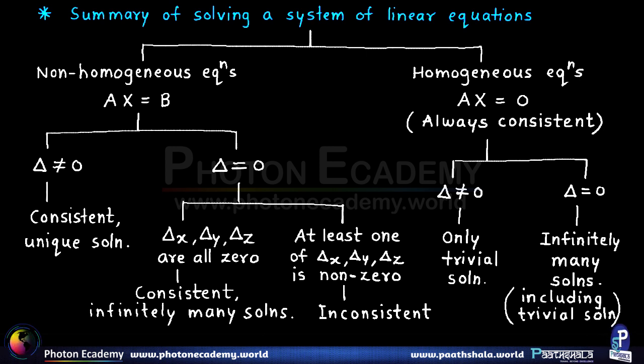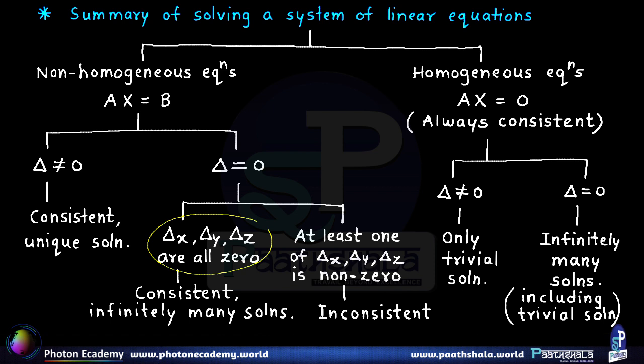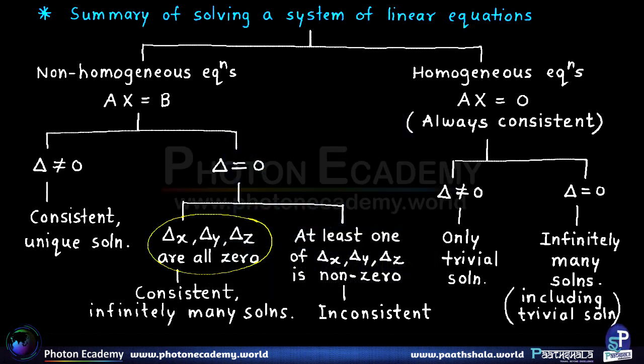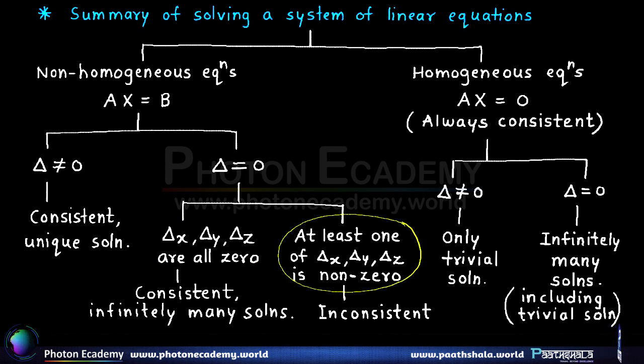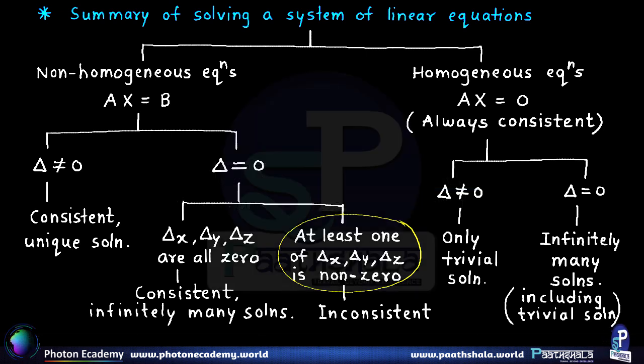If all of the three determinants, that is delta x, delta y and delta z, are 0, then the system is still consistent but it will have infinitely many solutions. Whereas if at least one of the three determinants, that is delta x, delta y and delta z, is not 0, then it would mean that the system is inconsistent, and by inconsistent it means there is no solution to the system. Alright, so that is about the non-homogeneous equations.